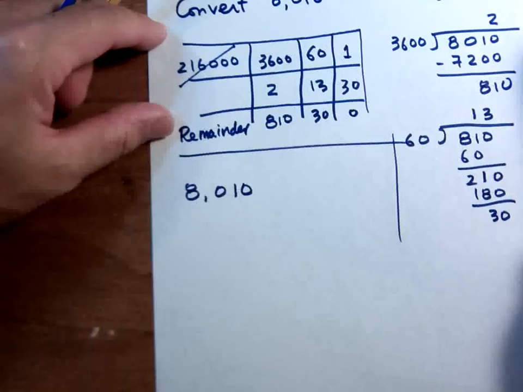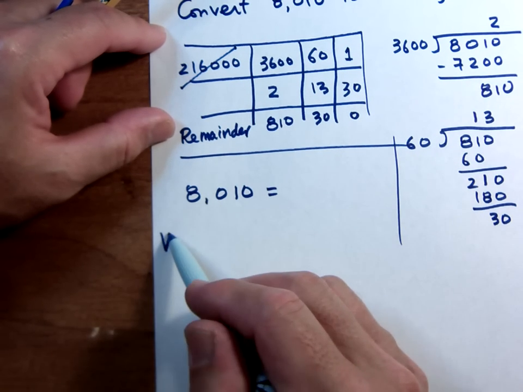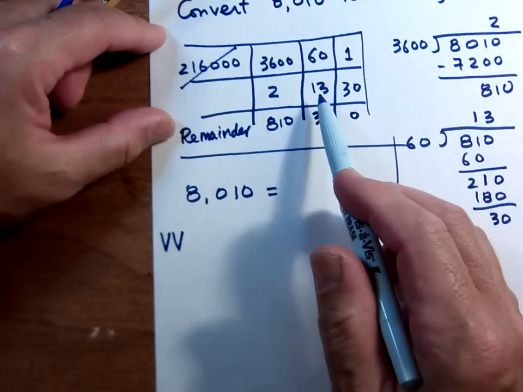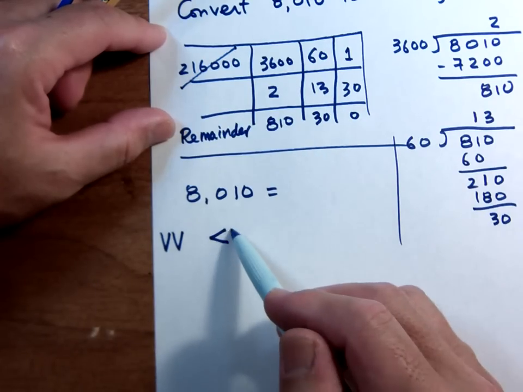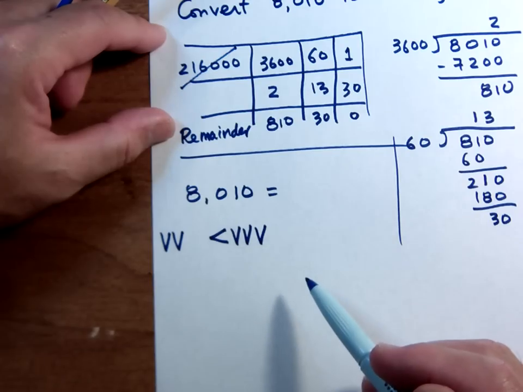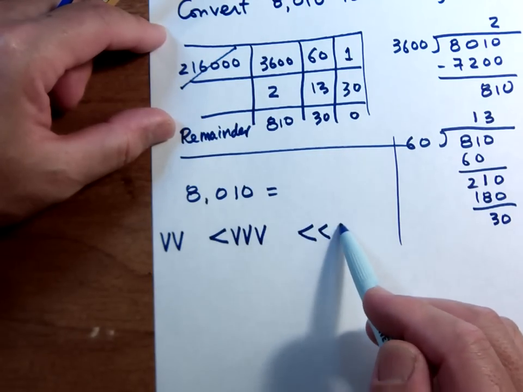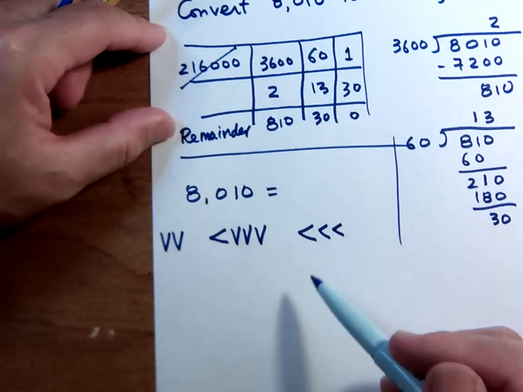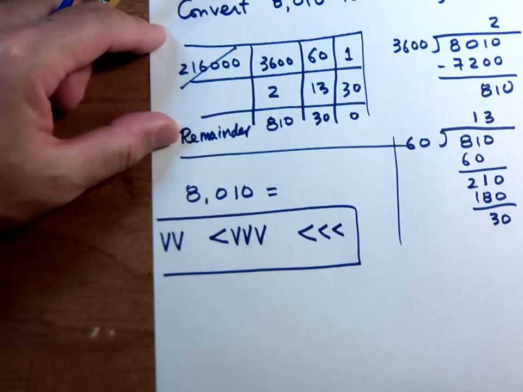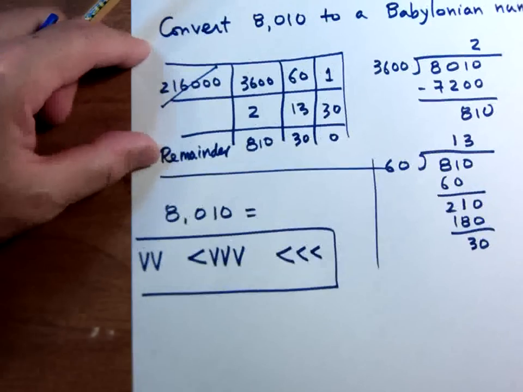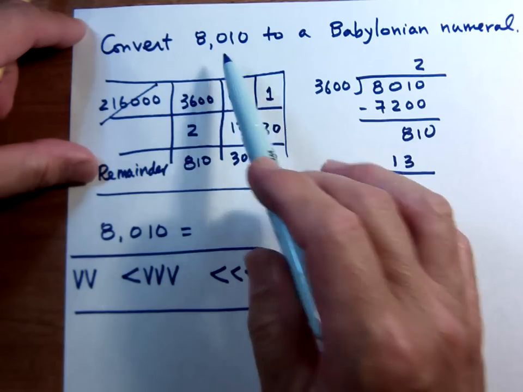So here we go. 8010 is equal to 2 in Babylonian. What's this? 13, give a little space. 13 is comprised of 1 ten and 3 ones. 30, again a little space, is written as 3 tens. So this is our answer. That's the Babylonian numeral communicating the number 8010.